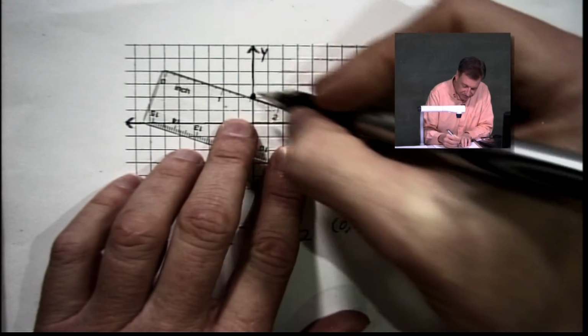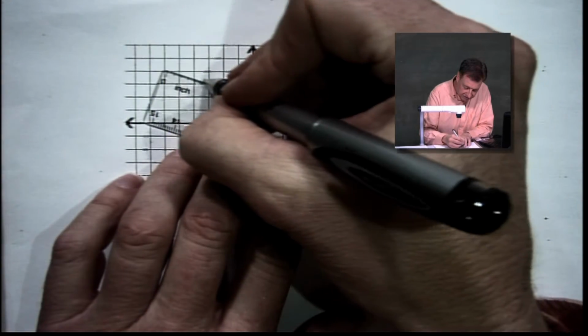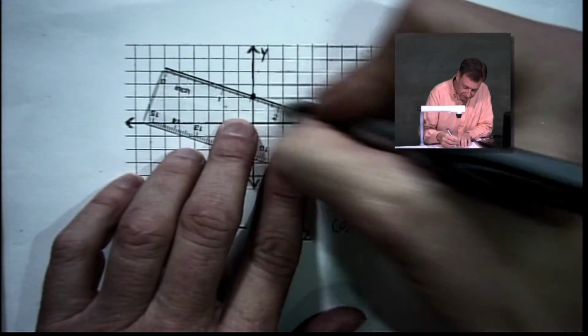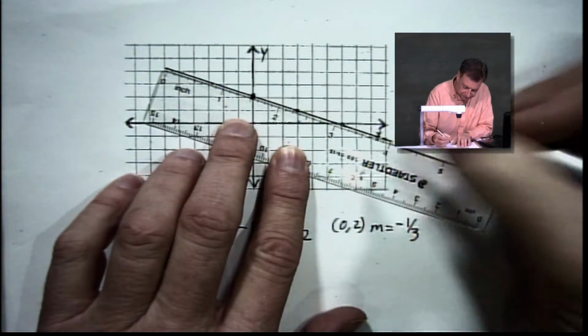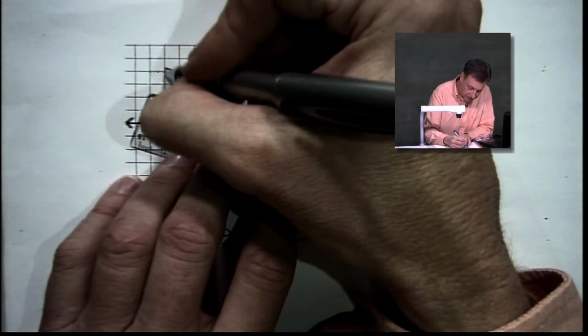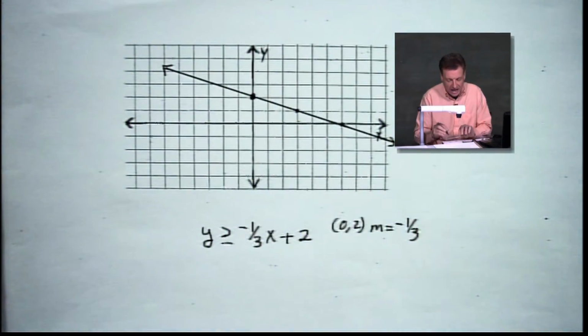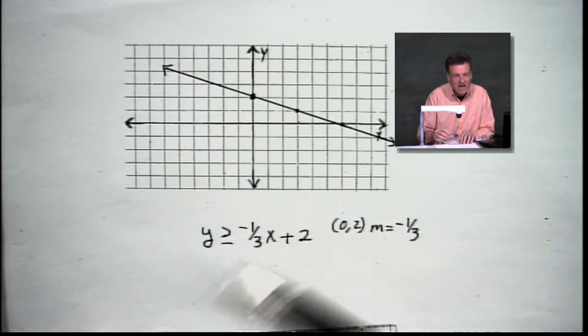So let's connect. Let us connect here. Back that way. Down this way. Maybe we could keep it going and going. You get the idea. And what did I say about greater than? We should be shading above.